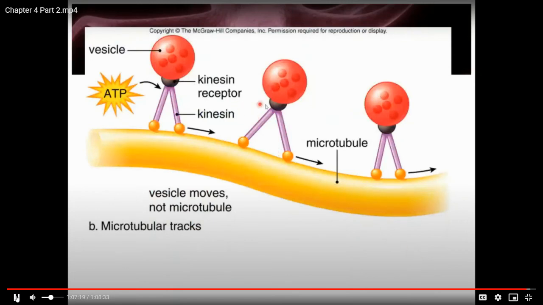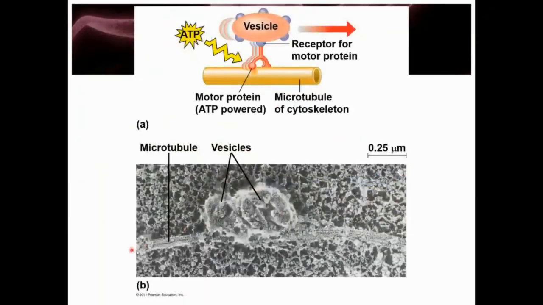Motor proteins are pretty cool, and I'm going to show you a video. I might have to post it because I don't know that I'm going to get to it today, that shows how motor proteins actually change shape and basically walk along the microtubule. All right, and how do we know? We can see it under the microscope. Right, so here's actually a microtubule highway, a train track, and these are the vesicles moving along it.